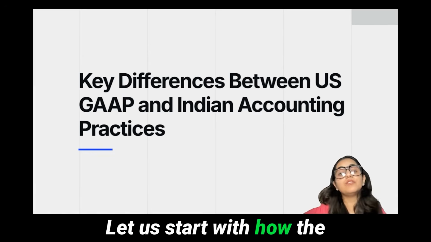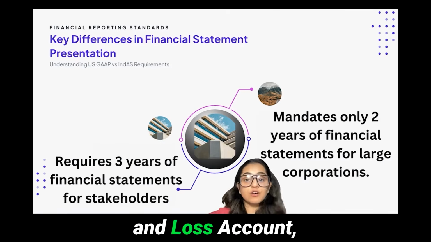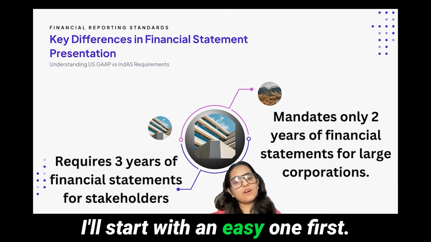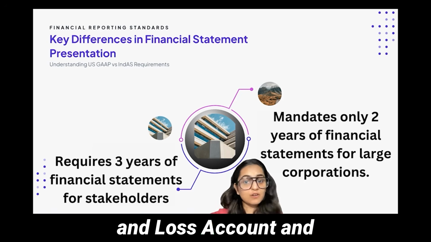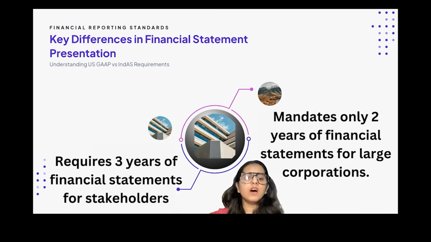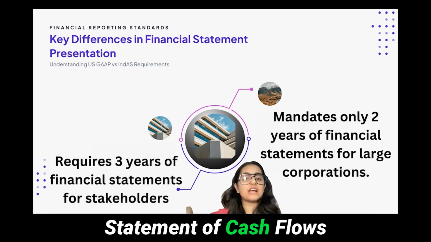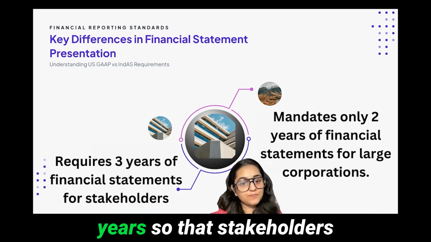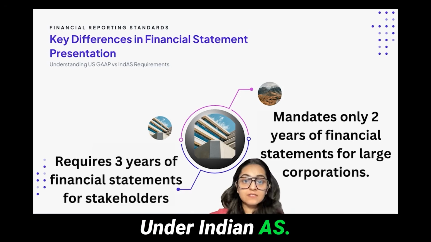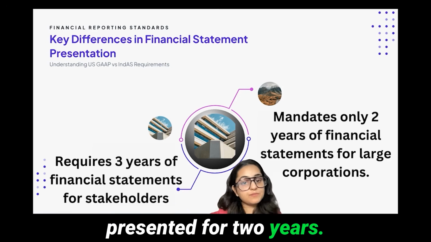Let us start with how the financial statements are to be presented first: presentation of profit and loss account, income statement, and statement of cash flows. I'll start with an easy one first. The differences here are largely cosmetic. Under US GAAP, the income statement, that is profit and loss account, and statement of cash flows has to be presented for 3 years so that stakeholders have a comparative view. Under Indian AS, applicable to large Indian corporations, it is to be presented for 2 years.